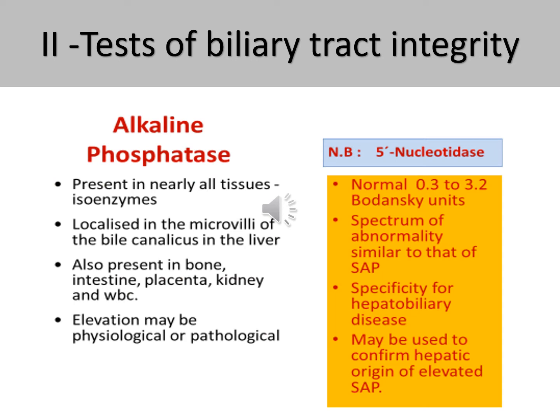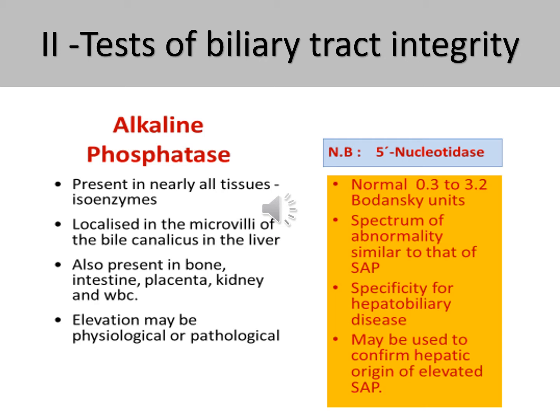And now to another group of liver biochemistry tests, which is tests of biliary tract integrity, or tests of cholestasis. The main prototype of this group is alkaline phosphatase. Alkaline phosphatase enzyme is present in nearly all tissues, but with different isoenzymes: hepatic isoenzyme, bone isoenzyme, and so on. But unfortunately, most labs report total alkaline phosphatase without determining the isoenzyme. It is localized in the microvilli of the bile canaliculus in the liver, and is also present in bone, intestine, placenta, kidney, and white blood cells. Elevation may be physiologic or pathologic.